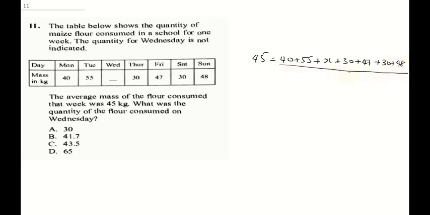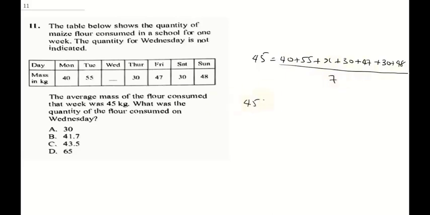Question 11 says the table below shows the quantity of maize consumed in a school for 1 week. The quantity for Wednesday is not indicated. So it says if the average mass of the flour consumed that week was 45 kg, what was the quantity of flour consumed on Wednesday? Now, to get the flour, all you need to do is, since the average is 45, so this is going to be 45 will be 40 plus 55 plus, let's call Wednesday X, plus 30 plus 47 plus 30 again plus 48. All this divided by 1, 2, 3, 4, 5, 6, 7.